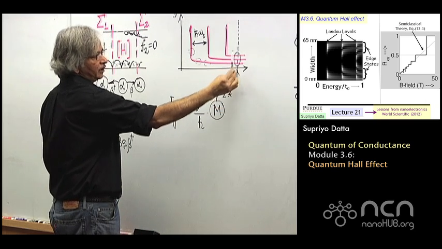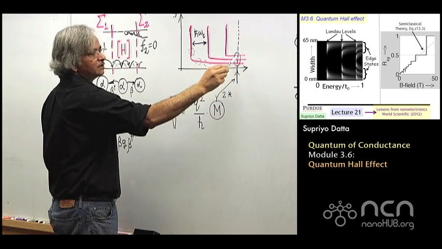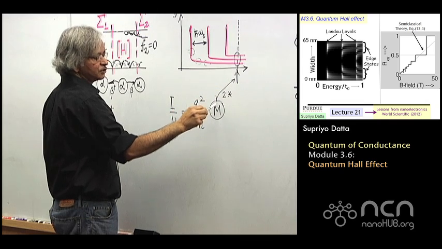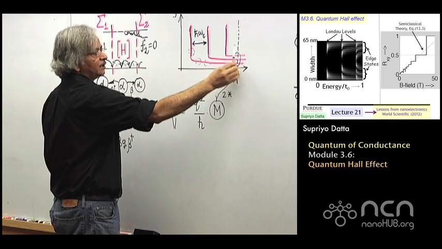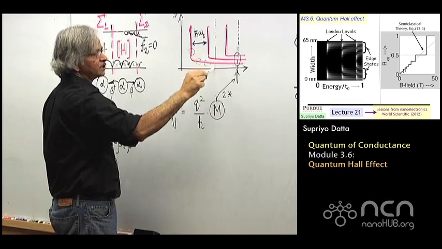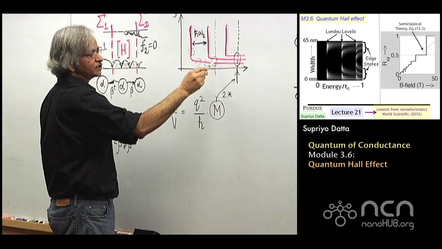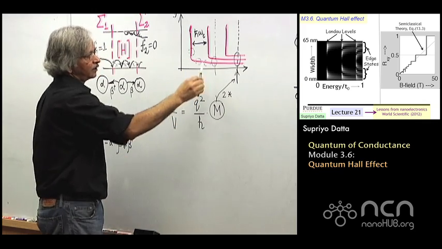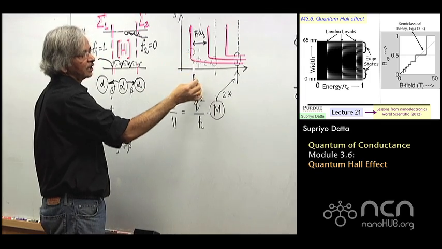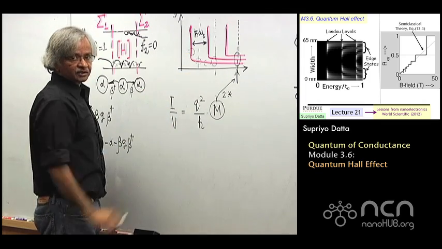So the way I've drawn it, if it was here, it would be 3 of these times 2, so this would be 6. And then if instead the chemical potential happened to be here, then you would have 2 edge states. And if the chemical potential happened to be here, you'd have only 1 edge state.